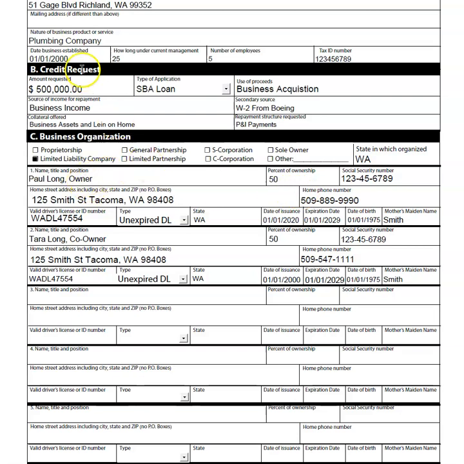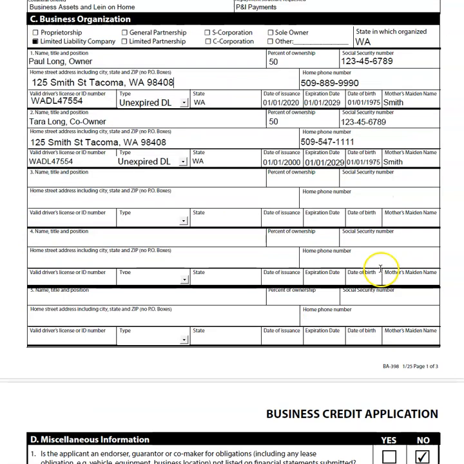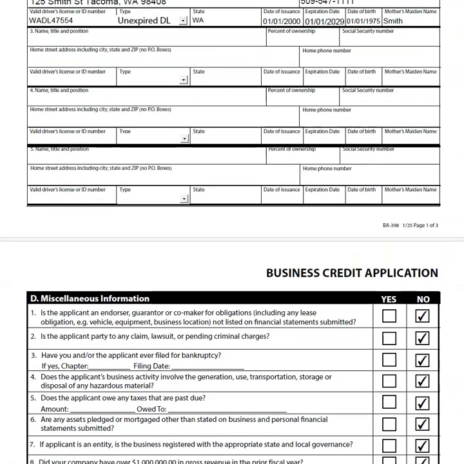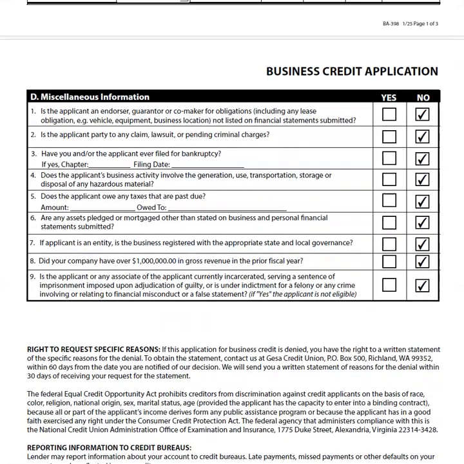If you are the sole owner of this entity, then you would only put in your information here. You can see that in this case, there's a 50-50 ownership, and I did that as an explanation. Next, you're going to move down to page 2 and answer these questions.